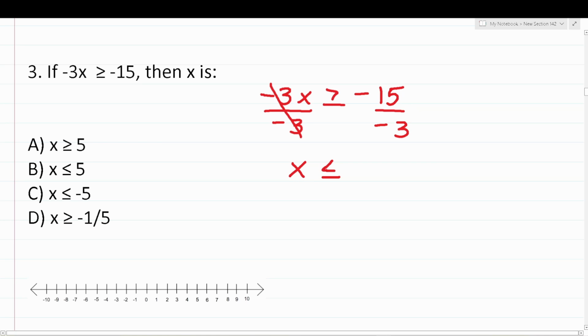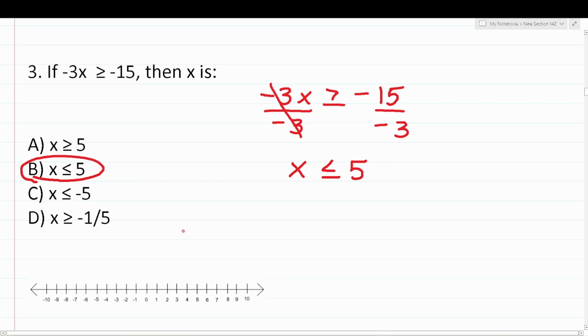X is now less than or equal to negative 15 divided by negative 3. A negative divided by a negative is a positive. Negative 15 divided by negative 3 is going to be positive 5. All right, so the solution to this one is x is less than or equal to 5. We can see that that is answer choice B.